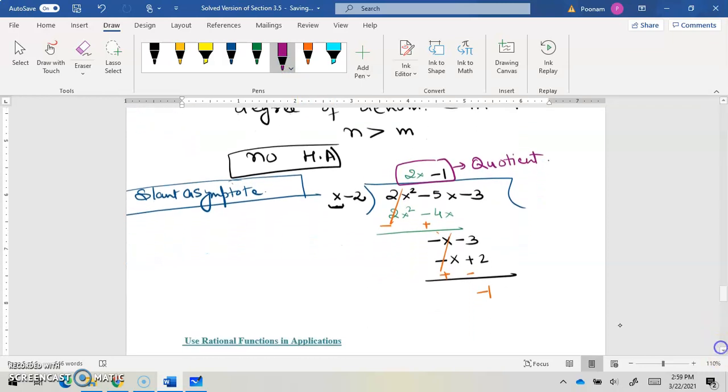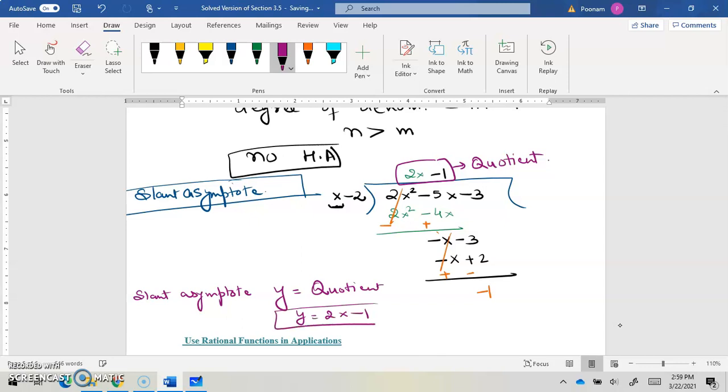So the slant asymptote is written as y is equal to the quotient. That means y is equal to 2x minus 1 will be your slant asymptote for this particular function. That's a linear equation, right? That's the equation of a straight line.